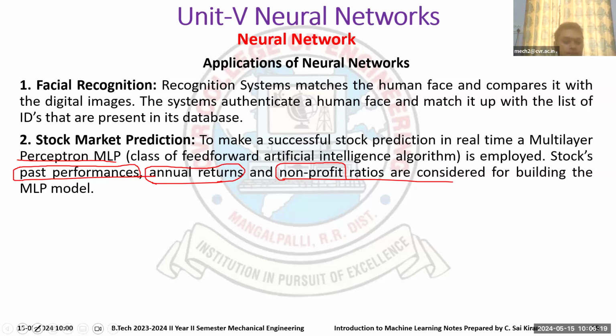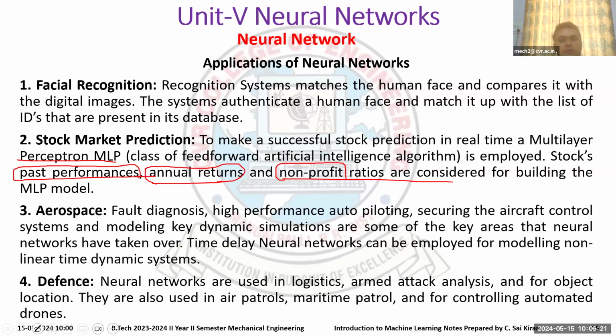Next, aerospace and defense. In aerospace and defense also, we use neural networks. In aerospace, fault diagnosis. Fault diagnosis is needed because in aerospace we fix rivets, nuts, bolts, all these things, so we check the faults. If any nut or bolt is loosened and outside air enters inside the aerospace vehicle, then it will affect the pilot or anyone who is driving the aerospace vehicle.